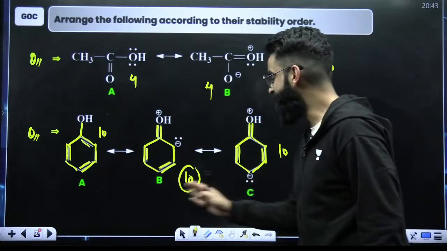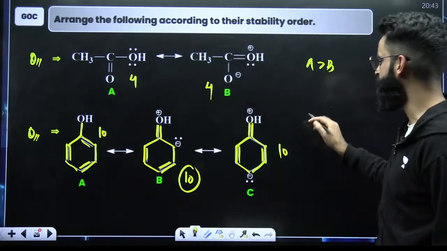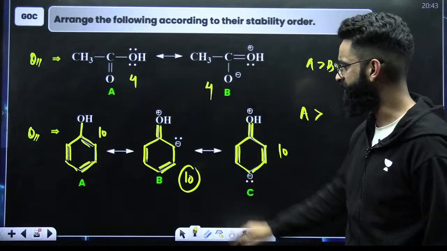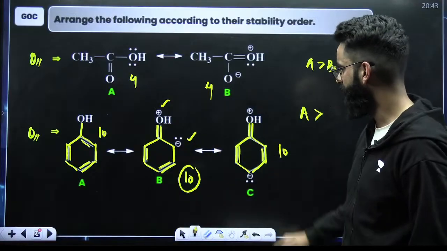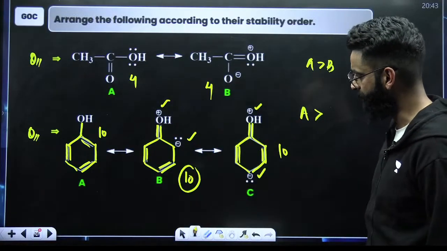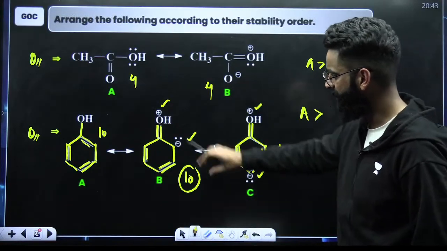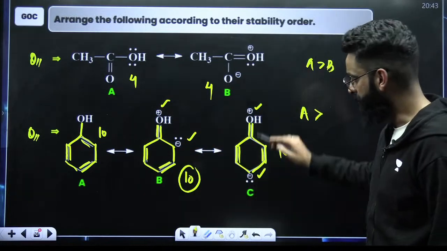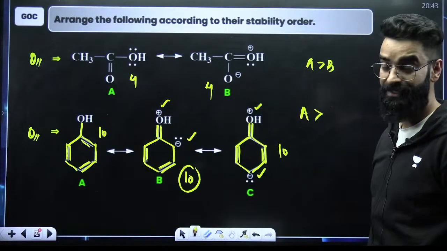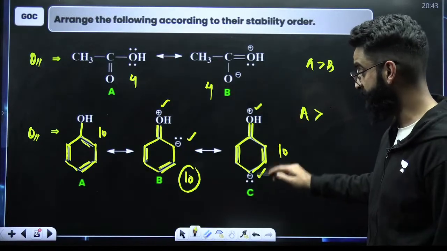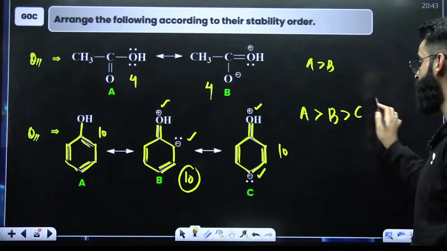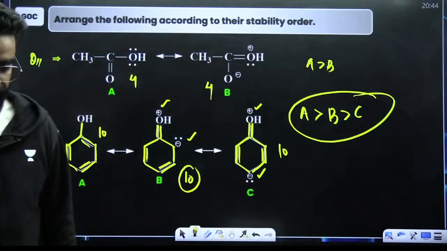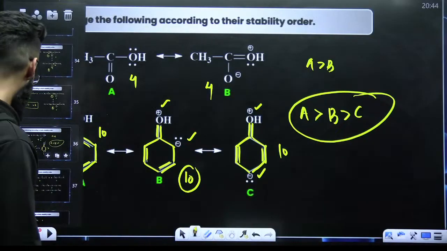Now, if bonds are same, now see, first one, its atoms do not carry any charge, so A is going to be maximum stable. Now, among B and C, oxygen carrying positive, carbon carrying negative. Now, talk in terms of charge separation. Unlike charges, here also you have got unlike charges. More the distance between unlike charges, lesser the stability. So, the order is going to be A, B, C only. Yeah, it's correct. Done? Let's move on.